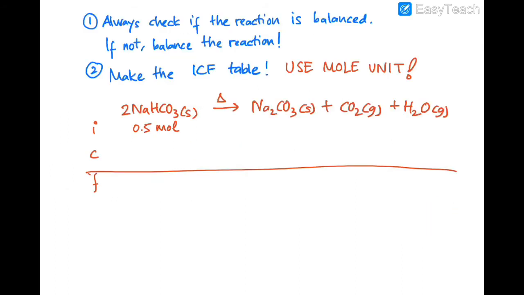Now, this is the initial condition. So you write down that you have a half mole of sodium bicarbonate starting this reaction. Because you only have one reactant, of course this will be the limiting reactant, meaning that you will consume all of this 0.5 mole in the reaction, so you will no longer have the reactant.